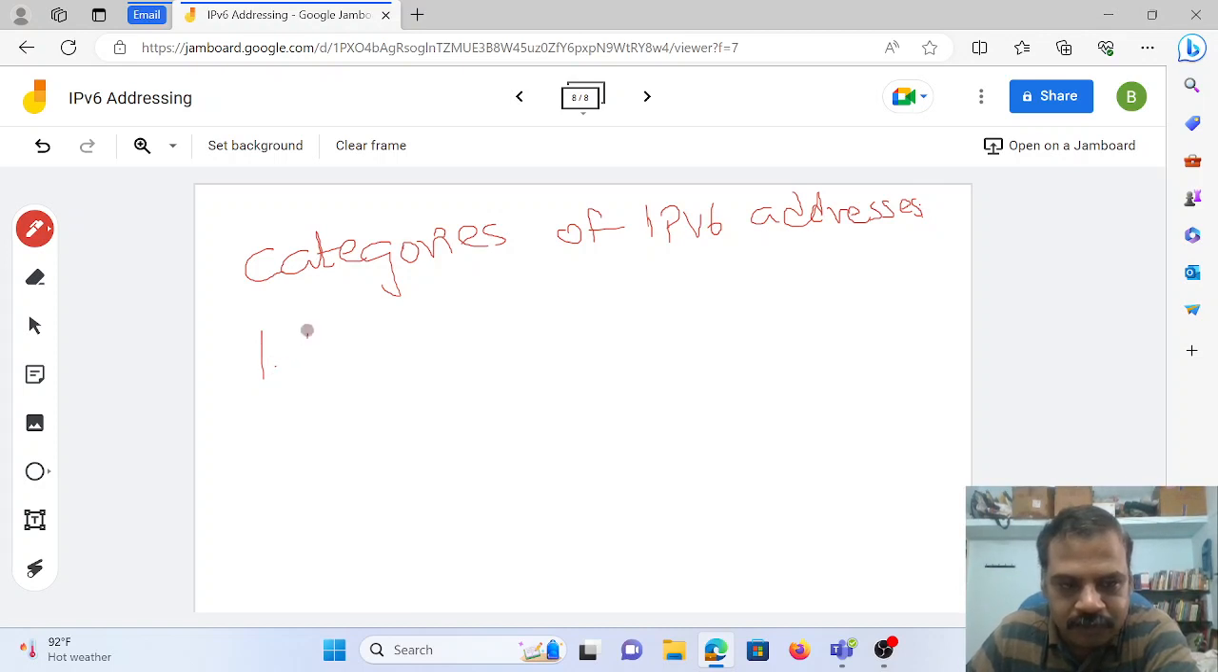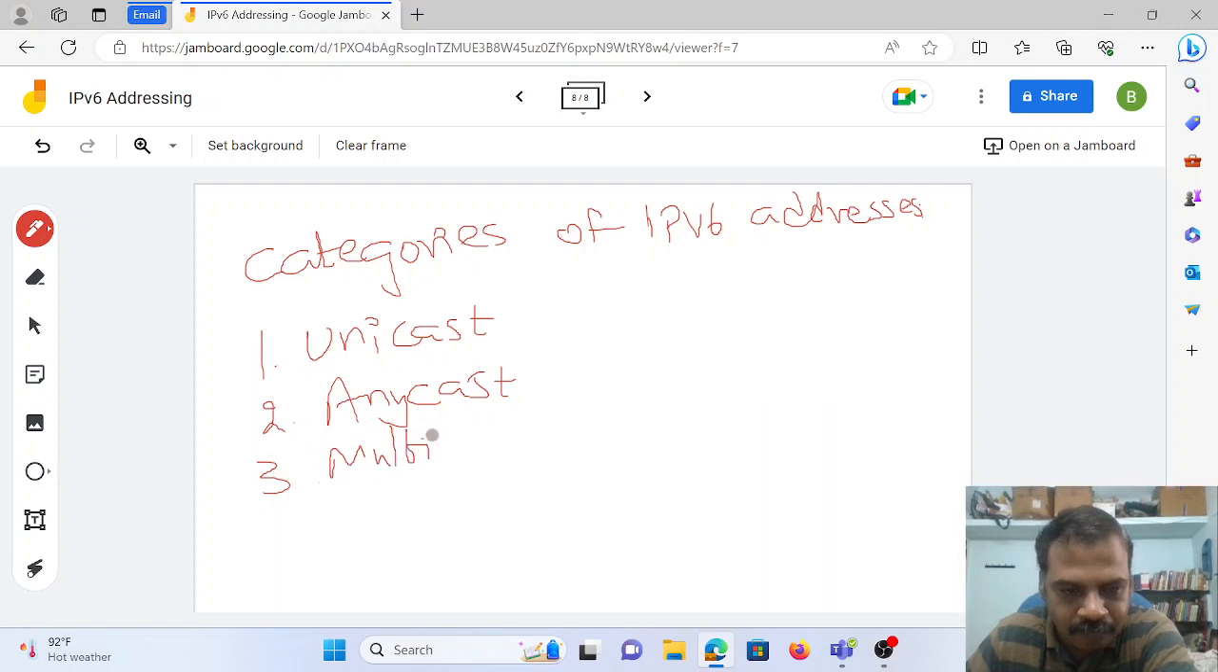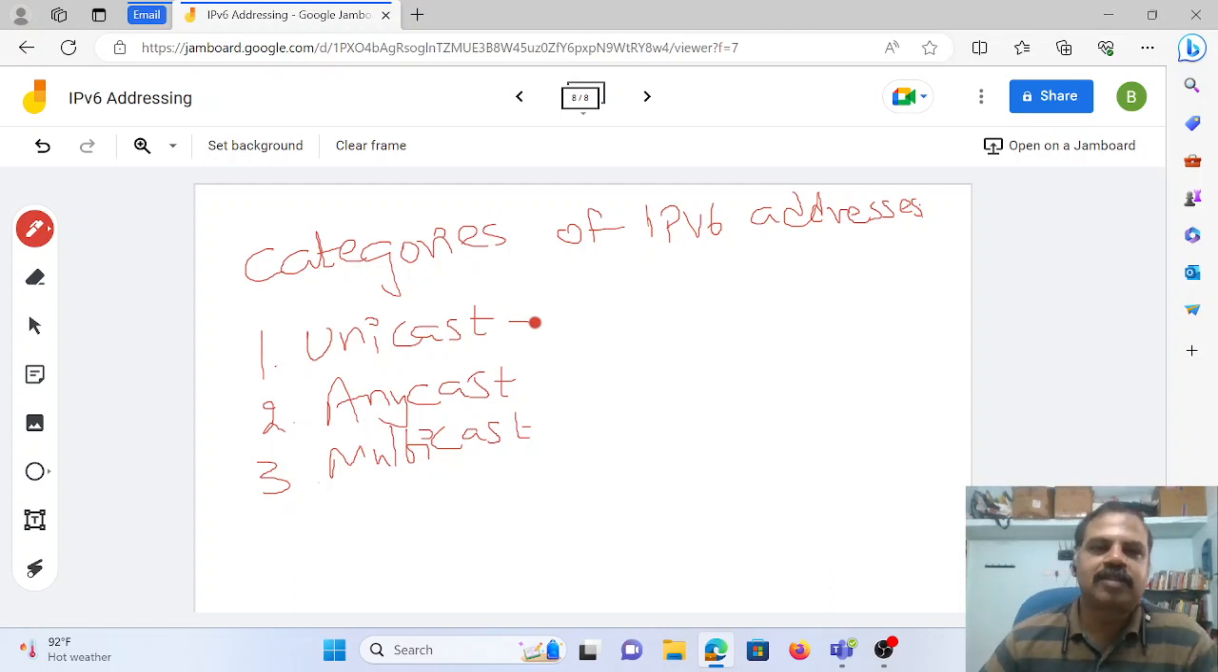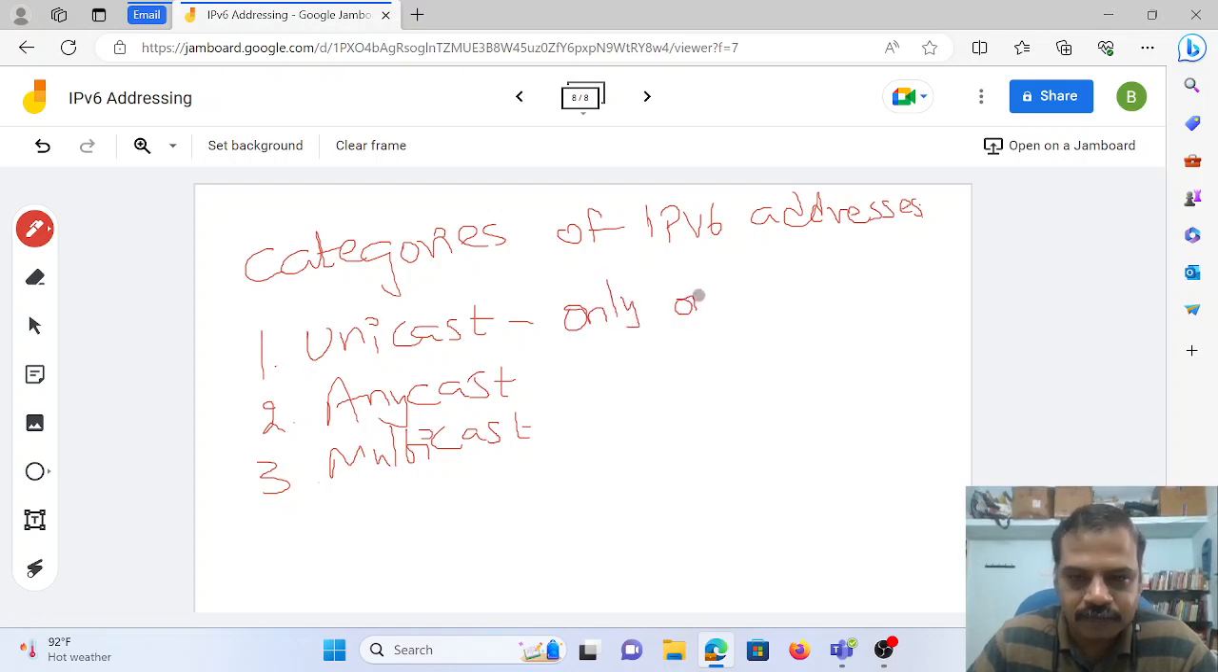The first one is unicast. Next one is anycast. Third one is multicast. So unicast defines only one interface. A packet can be delivered to only one interface. Interface in the sense of a computer or router, like one-to-one communication. Only one interface.